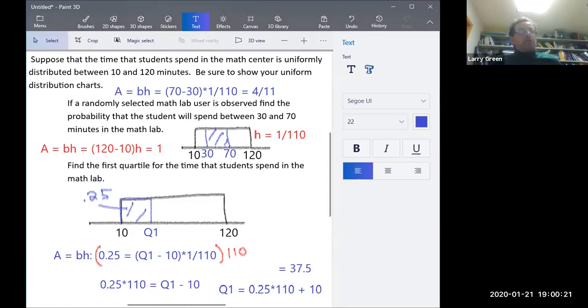If it doesn't look right, you should worry. You know it's not going to be like 150 or something, or 3. It's got to be in the rectangle and closer to 10 than 120. Any questions at all on this idea of a uniform distribution? Okay, let me erase this, and we're going to get to the final question of the day.